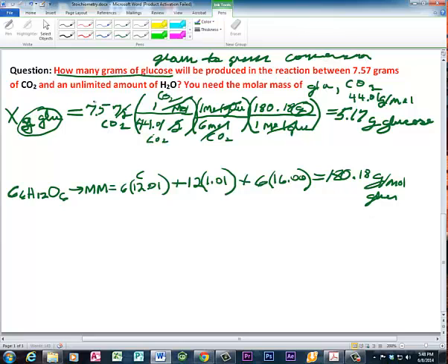Now I want you to pay attention to something. Here we have 3 sig figs for the problem. We don't worry about sig figs in the mole-to-mole ratio or the molar masses. I ask you to please use at least 2 decimal places in your molar masses to give you an accurate answer. And since we have 3 sig figs for the CO2, we have 3 sig figs for our answer in grams of glucose. And that's it.